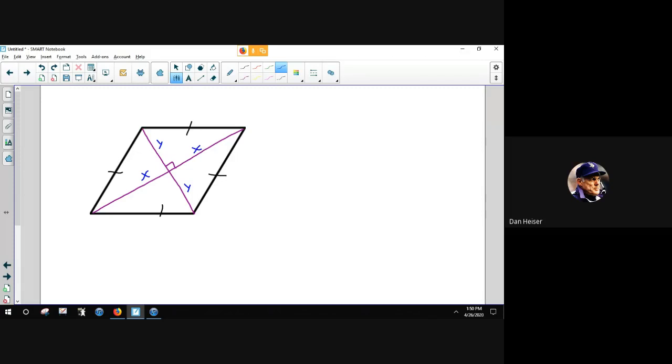And I'm also going to come up here and say that diagonal 1 is 2 x's. So I'll call this diagonal number 1. Diagonal 1, it's 2 x's, x plus x. Here's diagonal 2, it's 2 y's. That'll come in handy in a little bit.